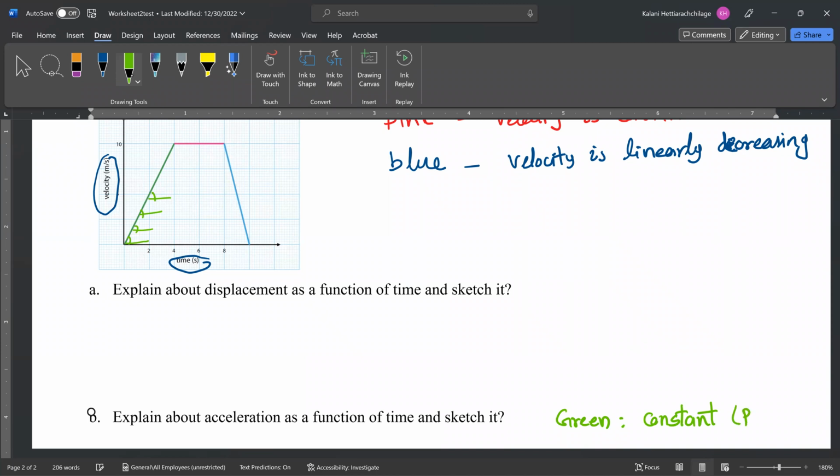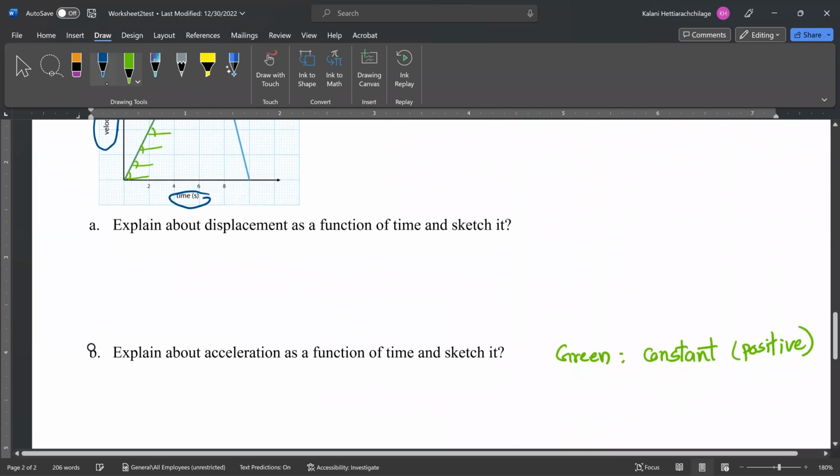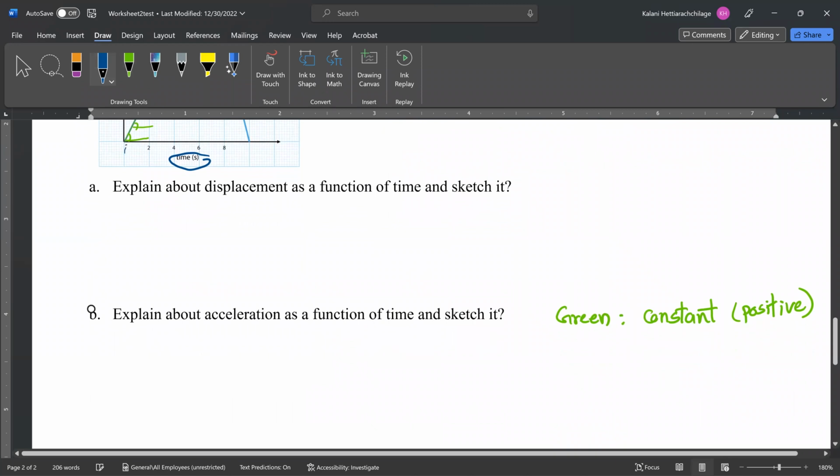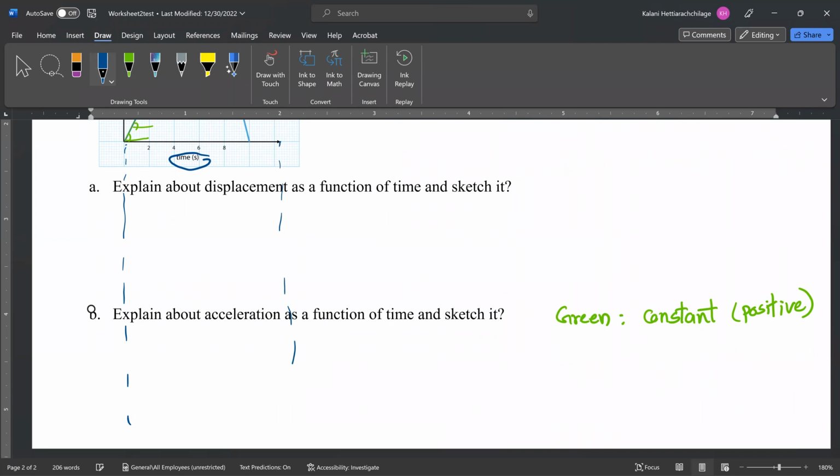I would say positive constant, right? So now if I plot exactly the same graph with respect to my time, I'm going to expand this drawing here. We can draw the same graph in the same axis, right? This will be my time axis. This will be my acceleration axis.